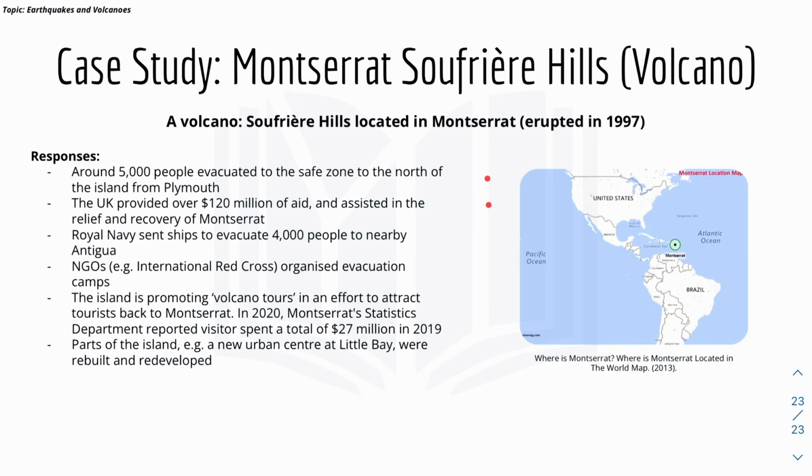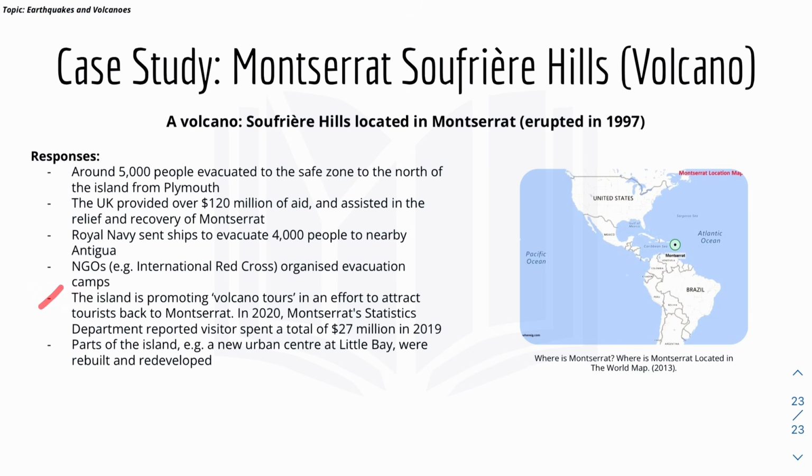And lastly, here are some responses to the volcanic eruption. So number 1, around 5,000 people were evacuated to the safe site, or the safe zone, to the north of the island from Plymouth. And the UK provided over $100 million in aid and assisted in the relief and recovery of Montserrat. And also the Royal Navy sent ships to evacuate people to the nearby country, this country right here. And NGOs, or non-governmental organizations, for example the International Red Cross, organized evacuation camps, which allowed the people to stay in the area for some time.